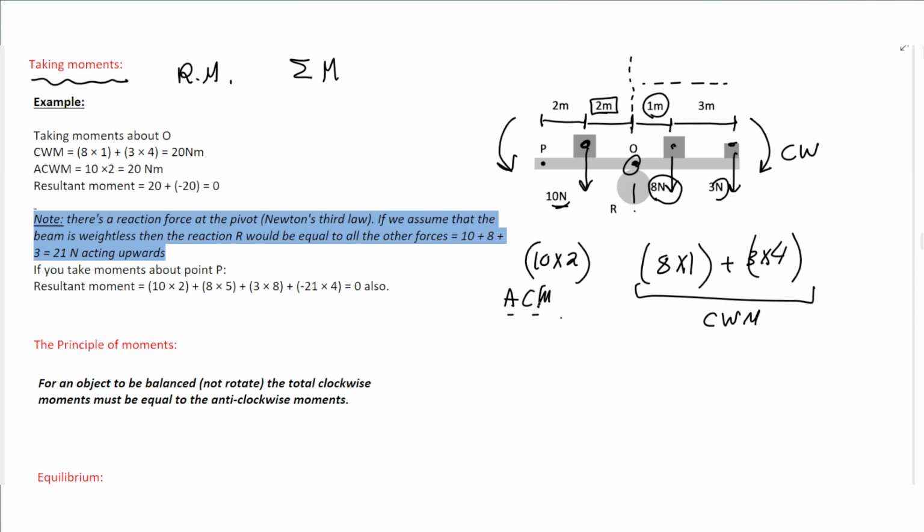Okay, ACWM and ACM. Then you calculate the resultant. You give one direction, for example, the clockwise moment would be positive and the anti-clockwise moment would be negative, or the opposite. You are free to choose whatever is positive and whatever is negative. The important thing is the opposite is negative. If you choose one side to be positive, the other side would be negative, and then you calculate the resultant.